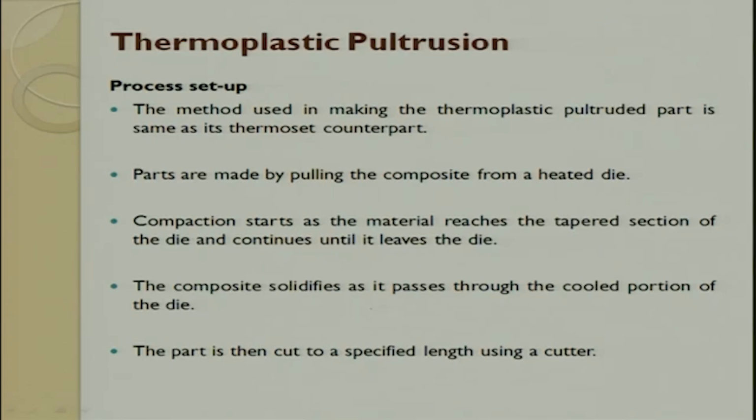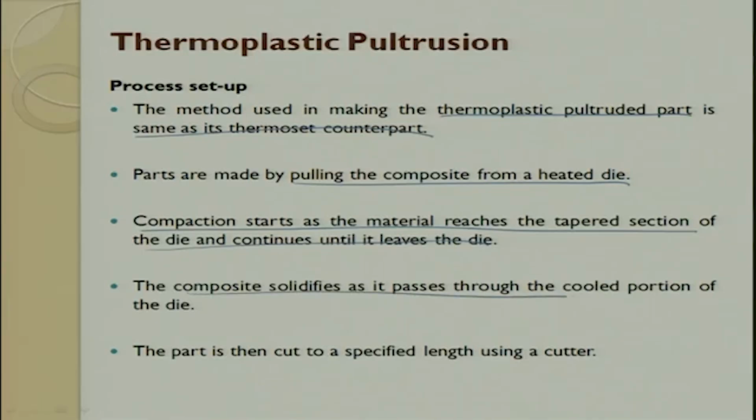So, the process setup: the thermoplastic pultruded part is the same as its thermoset counterpart. The pulling of the composite is through a heated die. The compaction starts as the material reaches the taper cross section of the die and continues till it leaves the die, right. The composite solidification is done in the cooling stage, and then finally you cut to the required length.